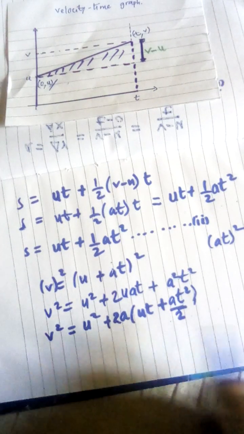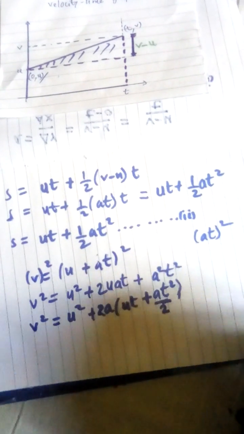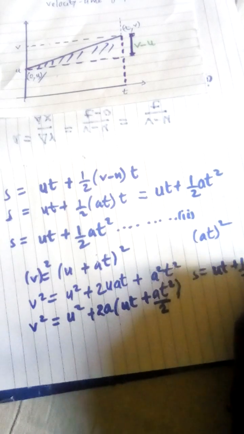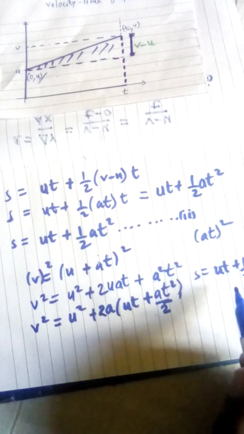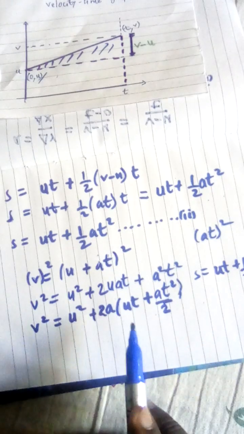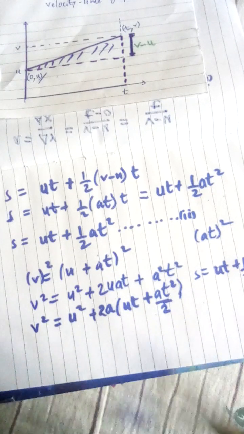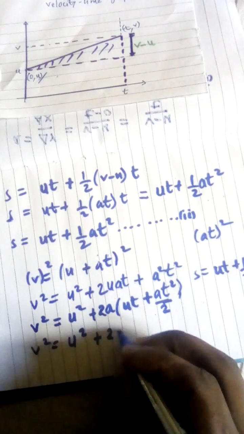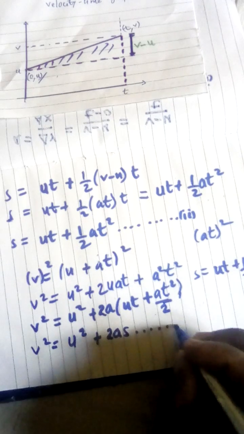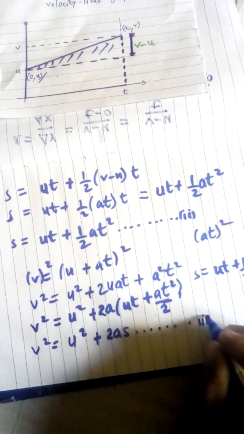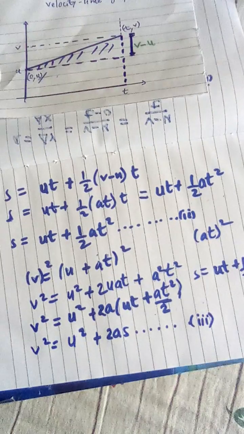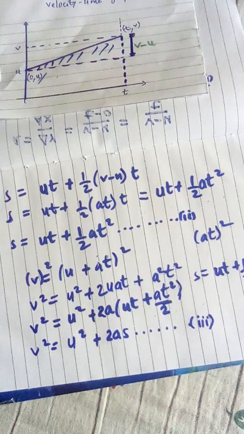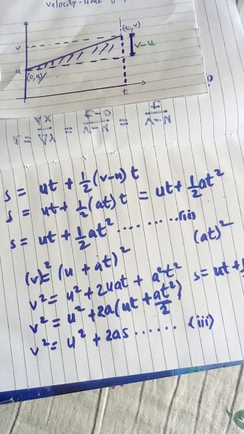So putting this together, you know that the second equation was s is equal to ut plus half at squared. So instead of writing this stuff inside the bracket, you can just write it as s. So v squared is equal to u squared plus 2as. This is the third equation. So guys, this is the end of the derivation of the 3 equations of motion that we learned in mechanics, and this is how you can derive them.